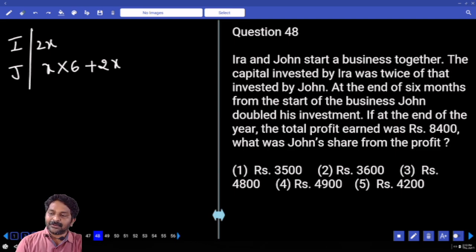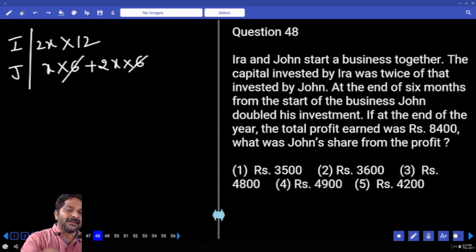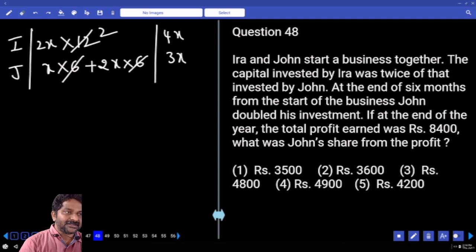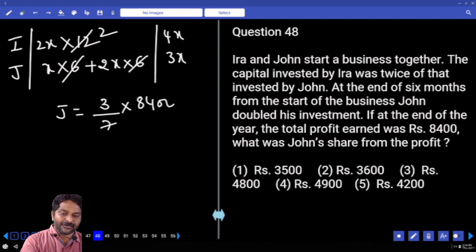If at the end of the year, total profit earned was 8,400, what is John's share in the profit? Okay. 6 months over and 2x investment will be there, and Ira invested 2x and that will be there for total time period 12. Take 6 common. That is 4x and then 3x. So they are going to divide their profit in the ratio 4 is to 3. Question is about John. Correct. John gets how many parts? 3 parts out of 7 parts among total profit 8,400, which is 3,600.